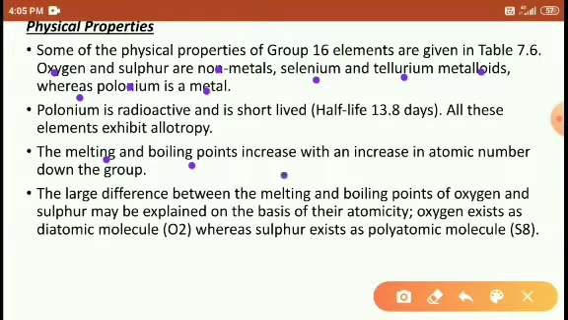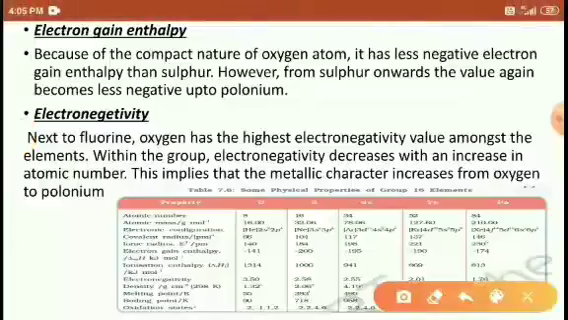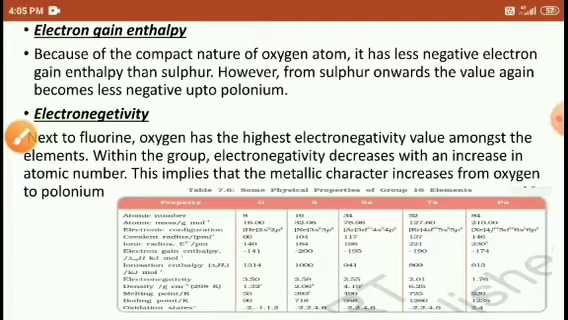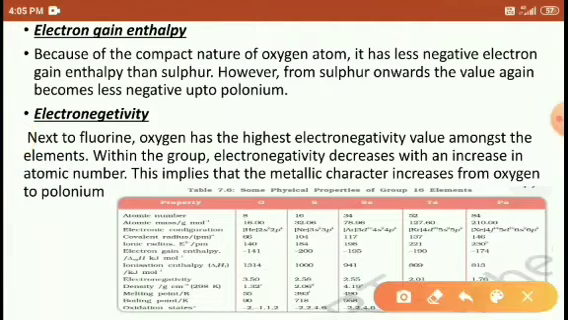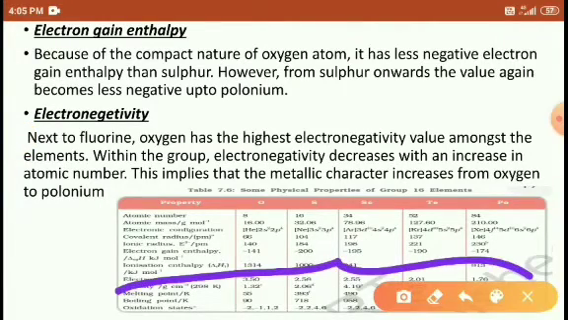Melting and boiling points increase with atomic number. Look at it, students, in this table. The melting point is mentioned here. So here oxygen 58, sulfur 393 and 490. Again it increases here to 780. As the size increases, melting points increase.